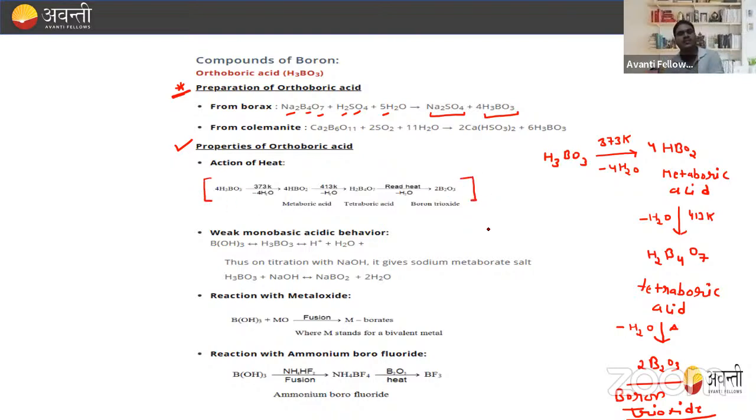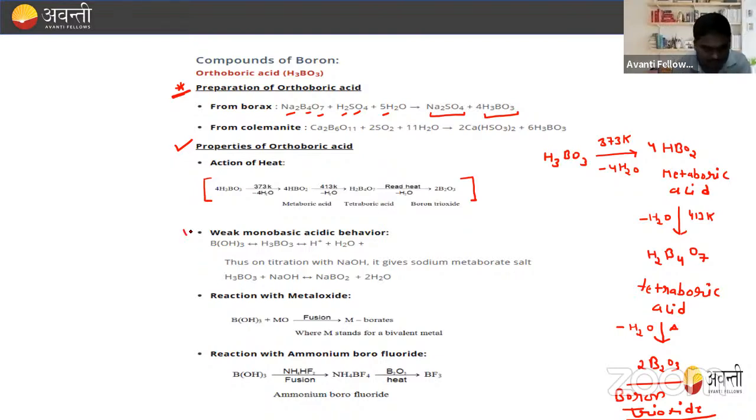Because questions come directly when they ask what happens when orthoboric acid is heated. So what you will get is metaboric acid. Now again, when it is heated, what you will get is tetraboric acid. Now again, when it is heated, what you'll get is boron trioxide. So boron trioxide is the final product that we get. Okay, so I hope this is clear to you. This one will play a very, very important role.